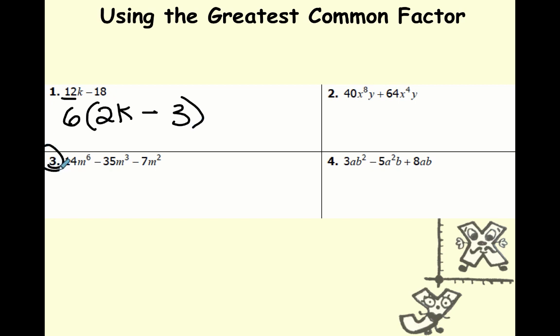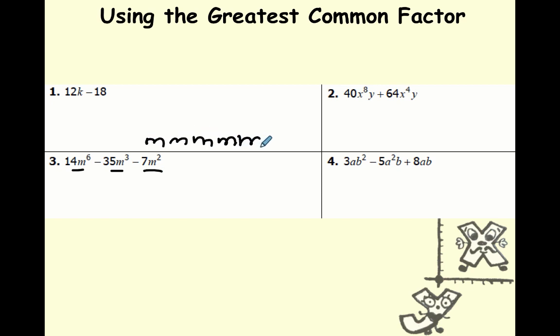Let's go ahead and look at number 3. So on number 3, I'm first going to look at all of the coefficients, 14, 35, and 7. And I know they're all multiples of 7. And if you're not too sure, always look at the smallest term, and see if that number goes into the other ones, and it does. The other thing I notice is that they all have an m attached to it. So I'm looking to see how many m's they have in common. So there's m to the 6, m cubed, and m squared, and I notice that they all have at least m squared in common. So I'm going to factor out a 7 as well as an m squared.